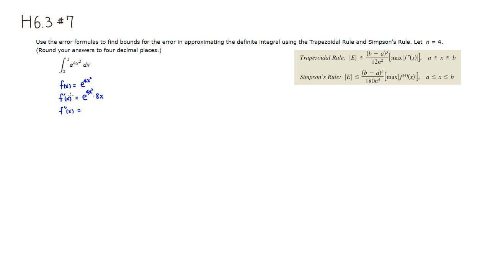Now we have to use the product rule because we have a multiplication. This is our first guy, this is our second guy. The derivative of the first guy is the same thing: e to the 4x squared times 8x, times the second guy, 8x. Plus the first guy, e to the 4x squared, multiplied by the derivative of the second guy, which is 8.